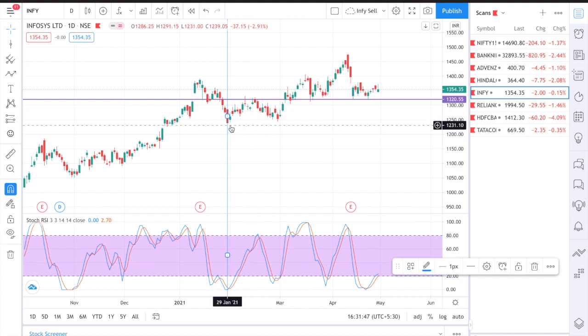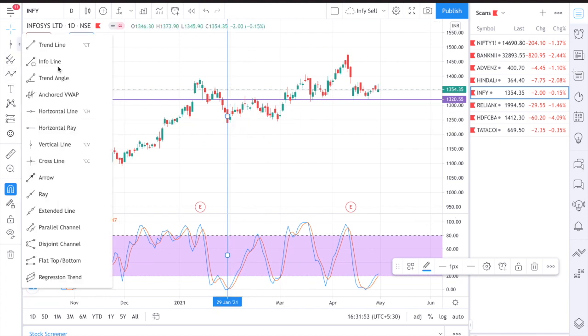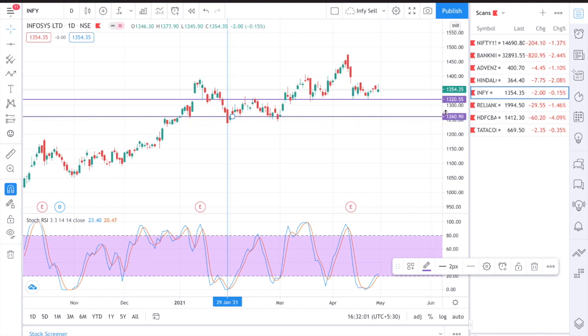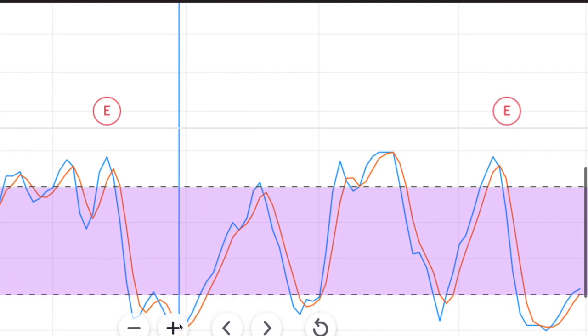Okay, so here if you see again we got an entry near about this point of time. So let us mark the entry again. Suppose here we bought Infosys at any point of time. So 1260 again we bought it, 1260. Okay, so now just wait. Okay, the RSI is moving up.